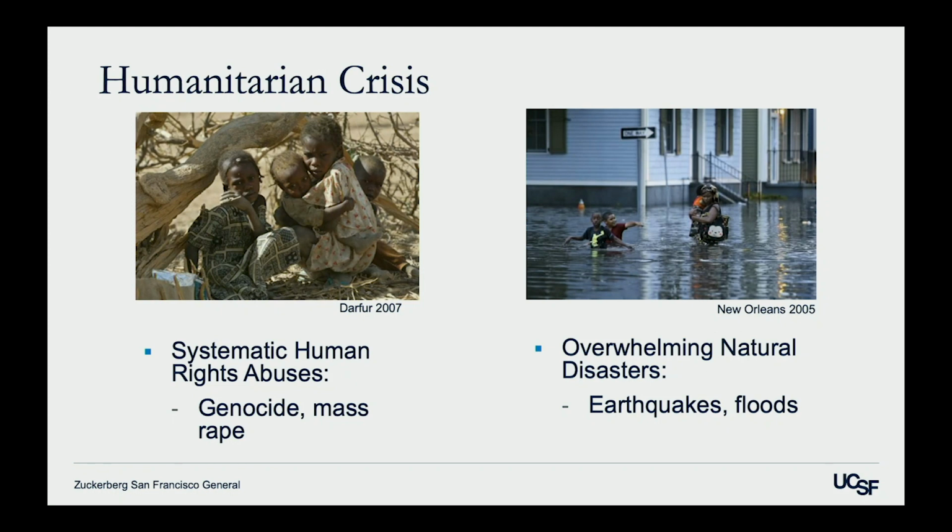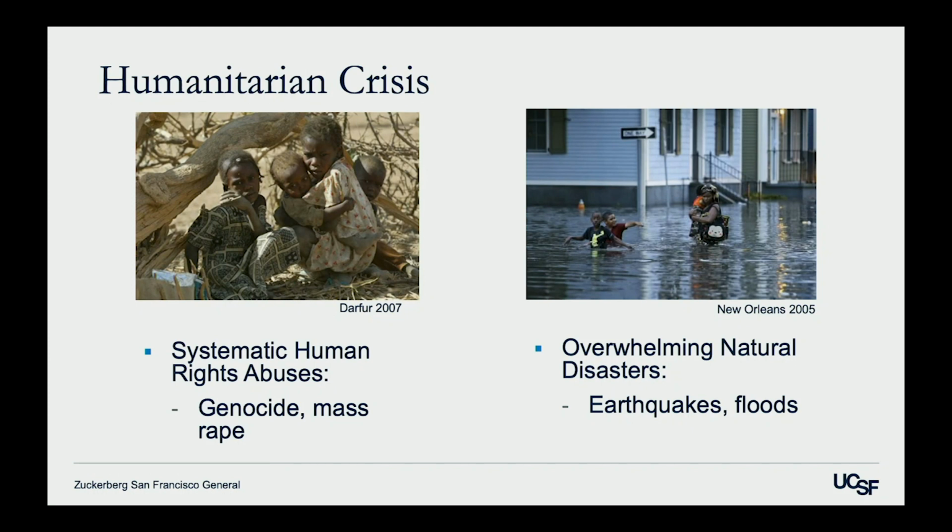The government basically targeted non-Arab tribes in the region by Janjaweed, and these Janjaweed people were known as evil men on horseback who would come into villages, kill people, do ethnic cleansing, and rape all the children and women.